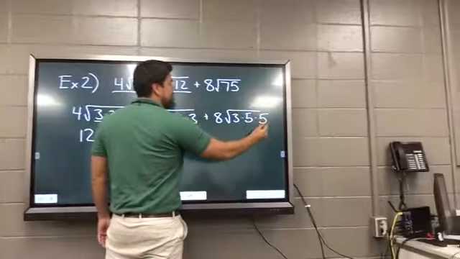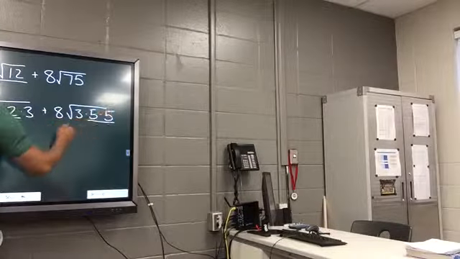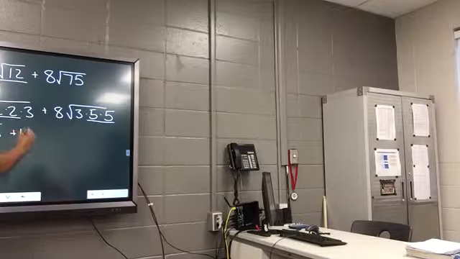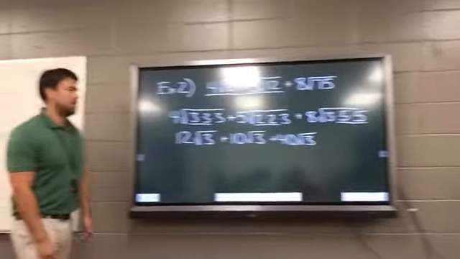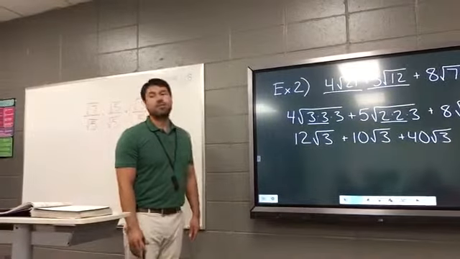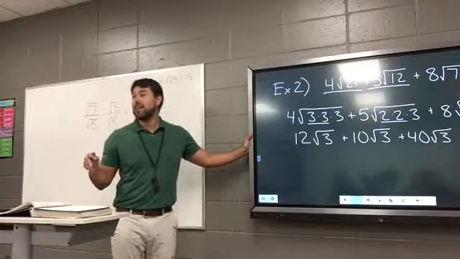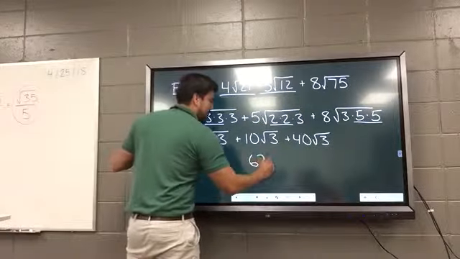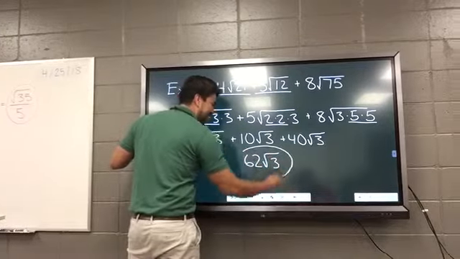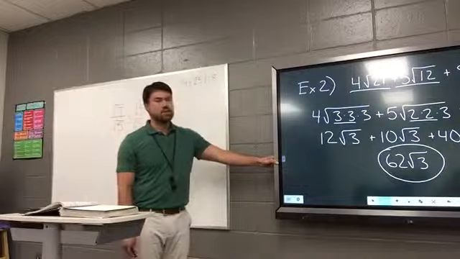Here we have a common factor, the square root of 3. So what does this become? Positive 40 times the square root of 3. Can we figure this one out? Yeah, go ahead and figure it out. What do you get? No, like the times 3. 62 times the square root of 3. That's your answer.